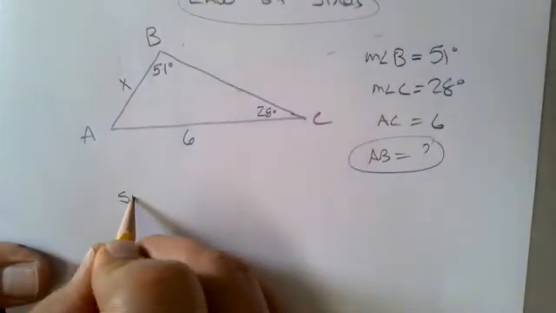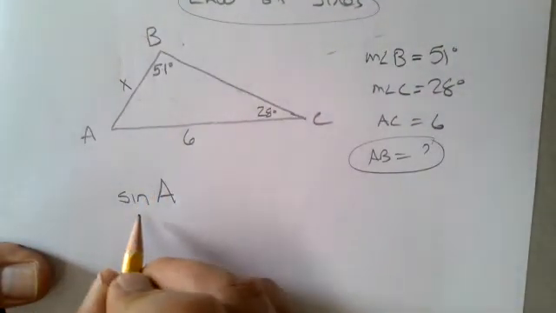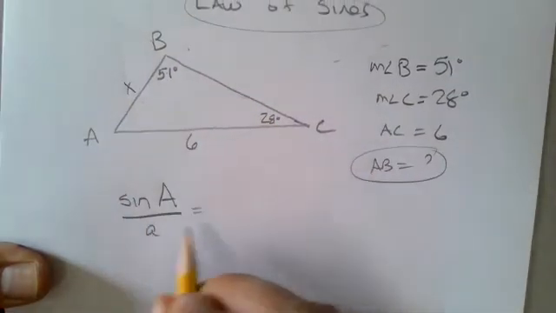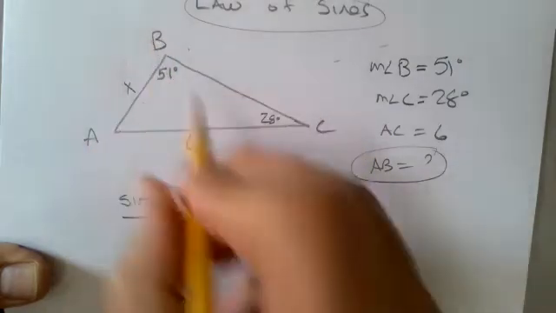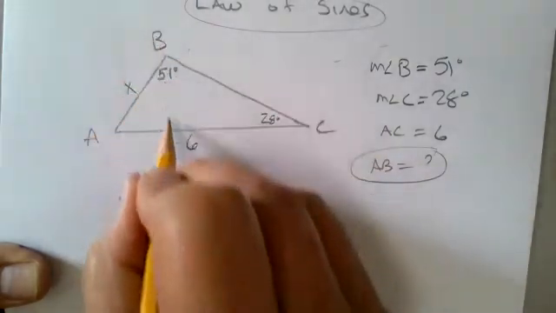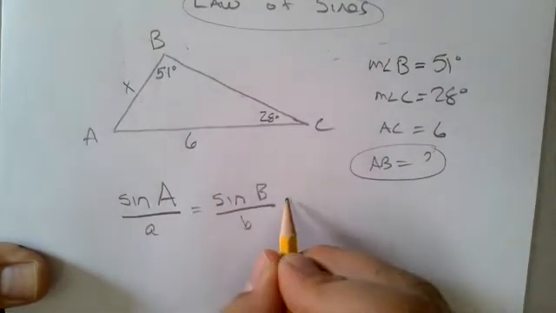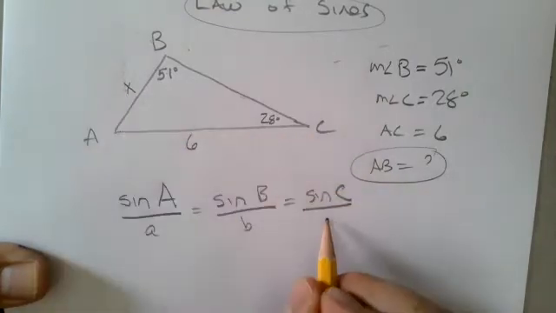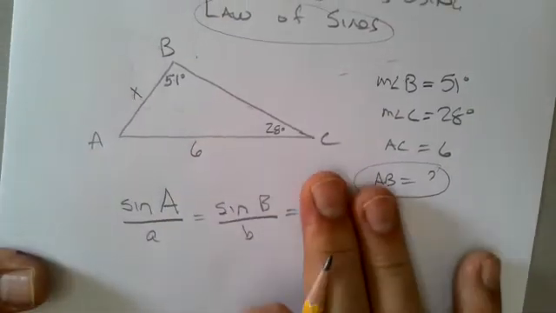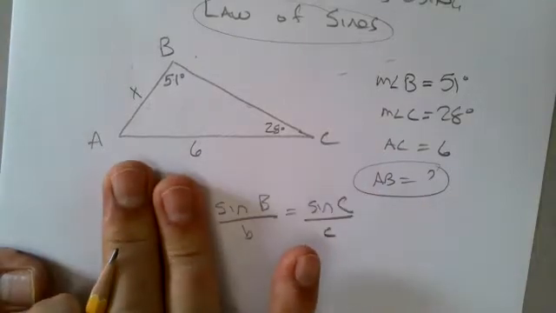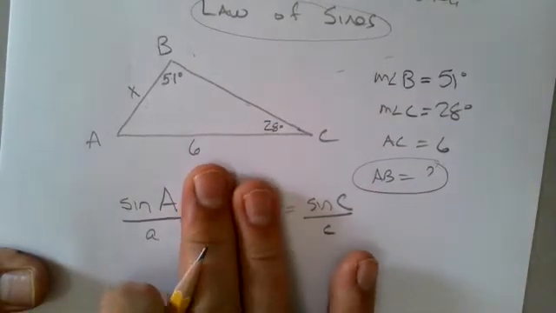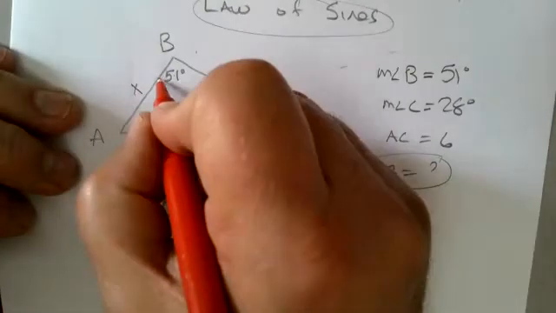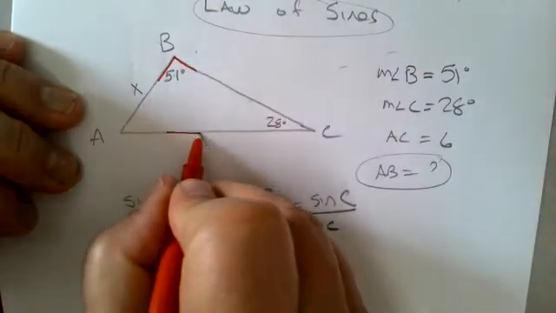Turns out that if I take the sine of angle A over the side opposite it, side A, lowercase a, that's going to equal the sine of angle B over the side opposite it, called little b. And that's also going to equal the sine of angle C over the side opposite it. I can choose that pair, or that pair, or that pair. It doesn't matter. So I'm going to look in this picture and see if I have an angle and a side that match up.